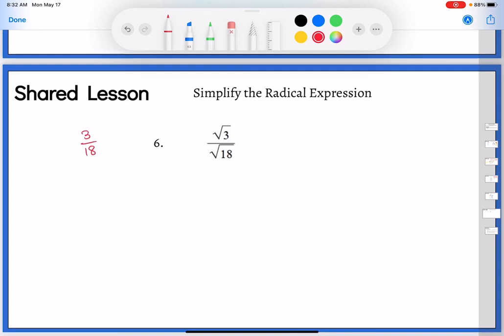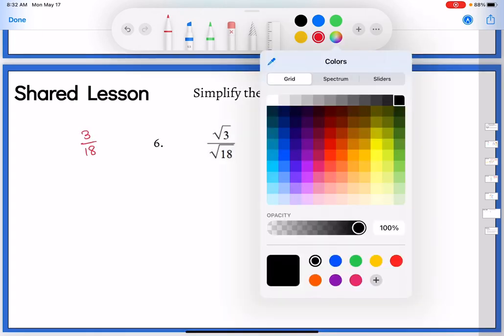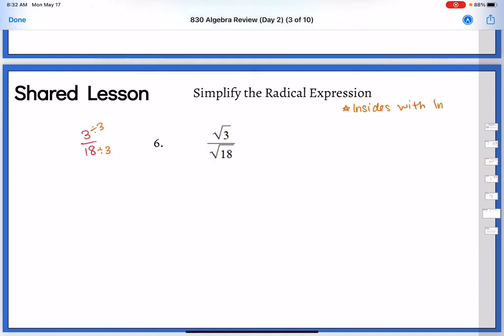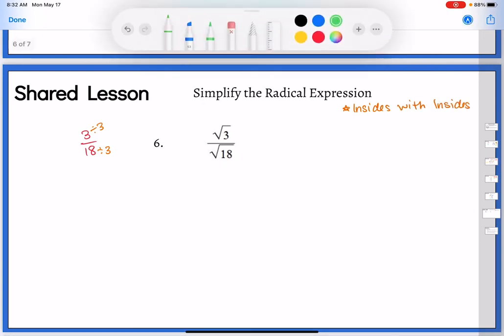3/18, I can simplify that. What I would do is divide both of them by 3. You always want to do that with radicals as well. Just make sure that you're doing insides with insides, right? And outsides with outsides.